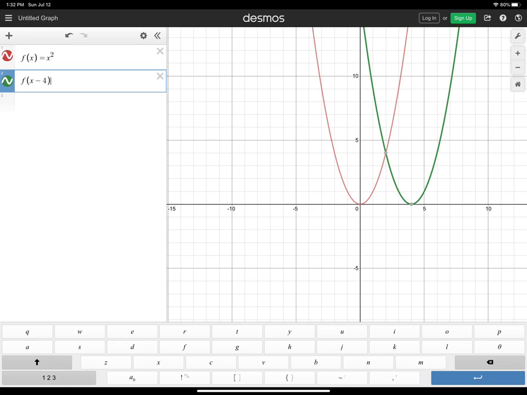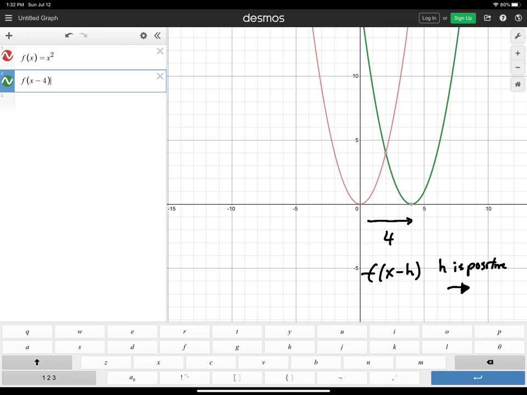So notice, when you minus 4, we actually moved it to the right. When you minus 4 is to the right. If you're looking in the book, it says if you have f of x minus h, and h is positive, you move to the right.